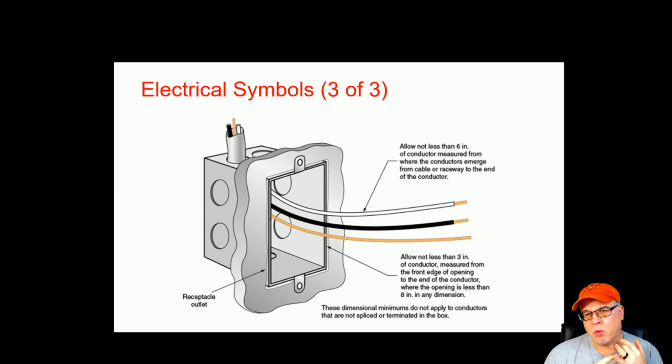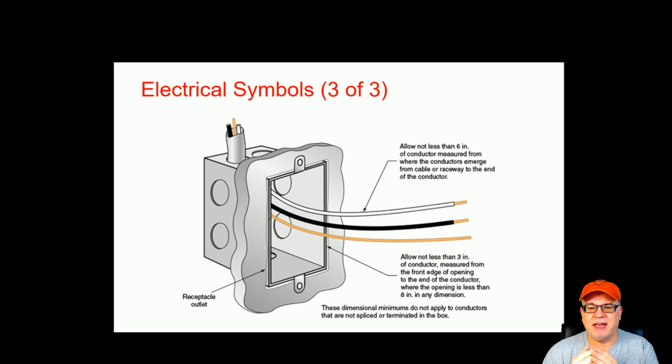Now, we'll go over this when we get into the program so that you know what code references there are to maintain at least 6 inches of conductor. Okay. Now, as you see here also, the box says allow not less than 3 inches of conductor measured from the front edge of the opening to the end of the conductor where the opening is less than 8 inches in any direction. Okay, so you have 6 inches of conductor as it enters the box, but with the box itself, like you see here, a receptacle outlet, this opening is less than 8 inches in any direction. So again, a 2 by 4 inch box or 2 1/4 by 4 inch box is less than 8 inches.